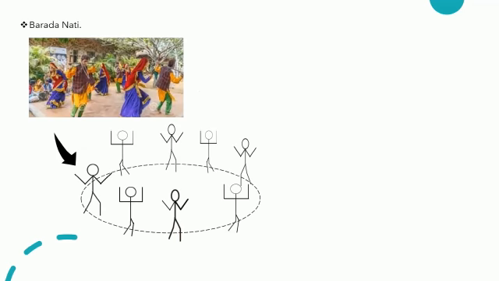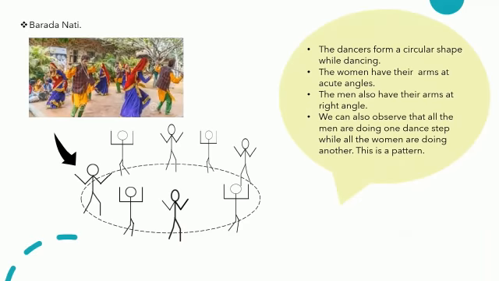Let us look at another dance form called Bharatanati. So here is the simplified version. So we can observe that the dancers form a circular shape while dancing and the women have their arms at acute angles. The men have their arms at right angles. So we can also see that the women are all doing the same step while the men are all doing the same step. So this is a pattern. So thus we can conclude that symmetry and geometry are vital parts of dance.